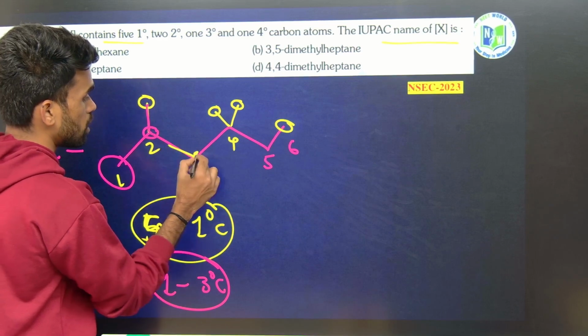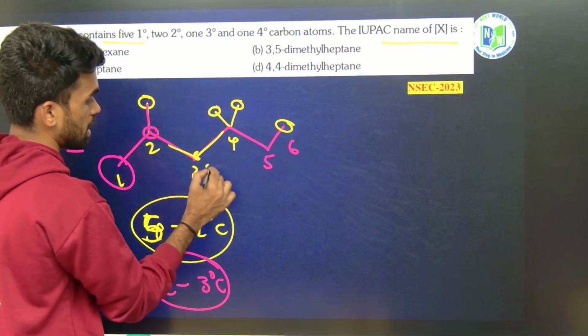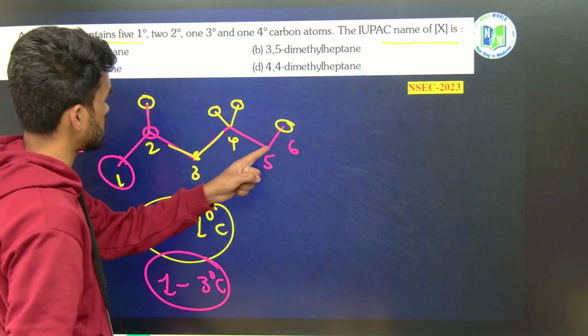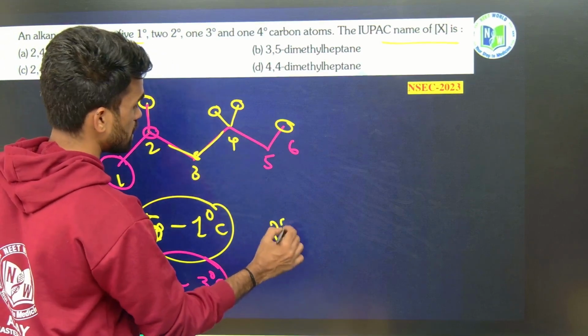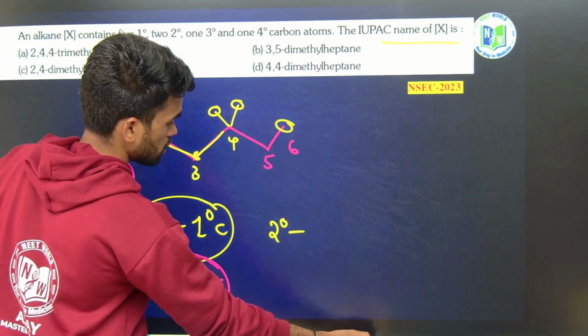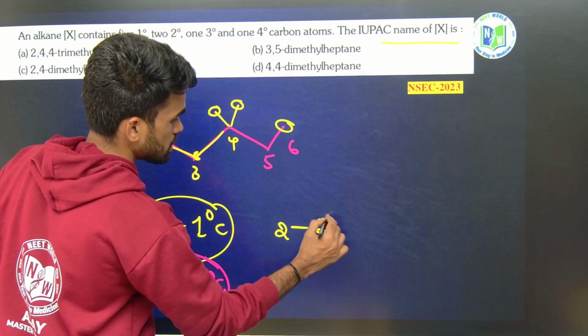So this side one carbon, this is another carbon chain. So this is a secondary carbon here, and this is also secondary. So how many secondaries are there? So 2 secondary carbons are there.